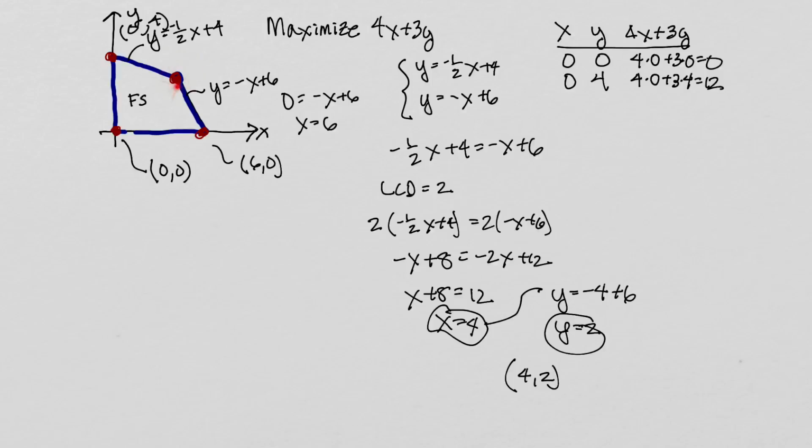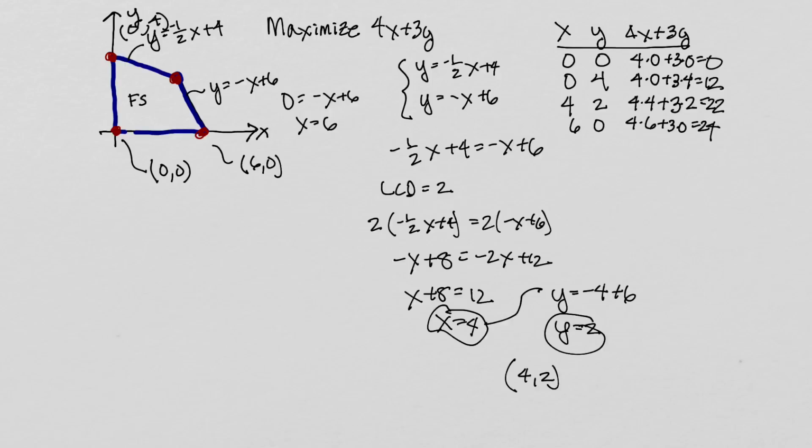Now let's go to this point. This is the one we found down here at the bottom, 4, 2. So 4 for x, 2 for y. We'll get 4 times 4 plus 3 times 2. Well, this will give us 16 plus 6 is 22. And then finally, we can put in the coordinates of this point, and that'll give us x is 6, y is 0. We'll get 4 times 6 plus 3 times 0 is 24.